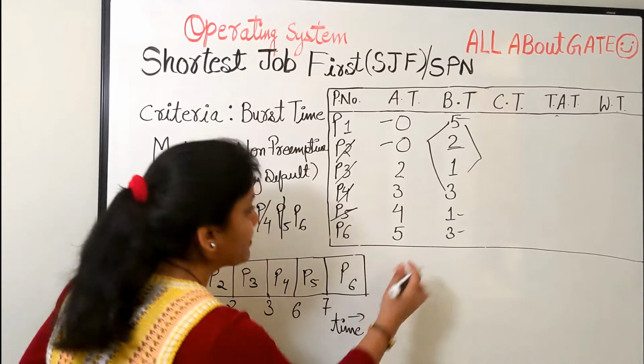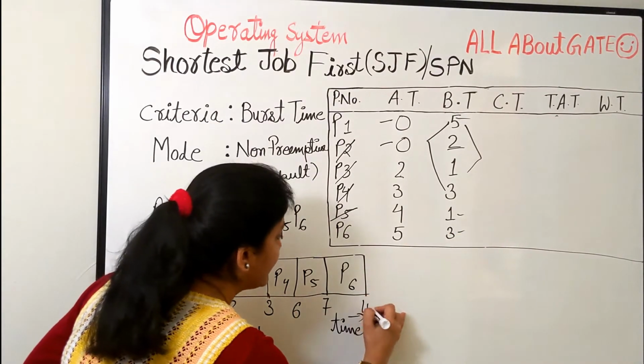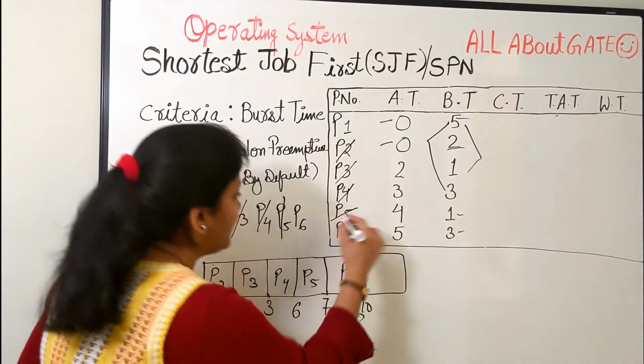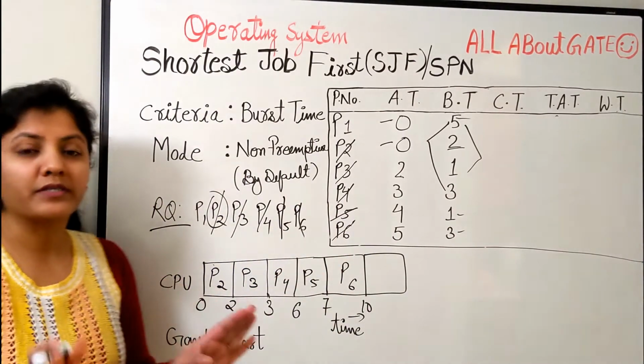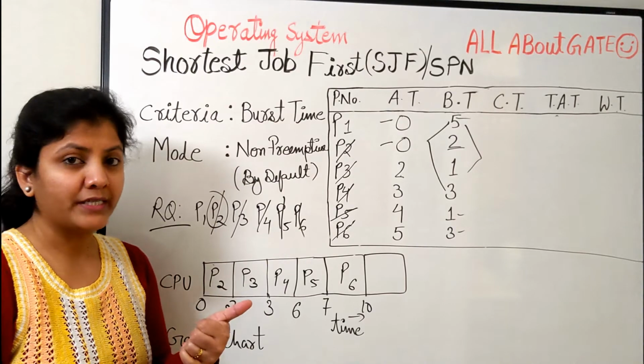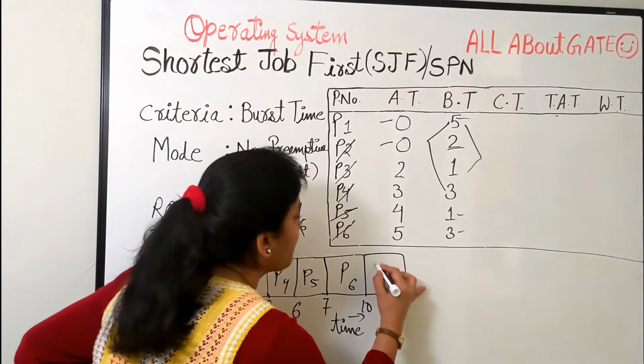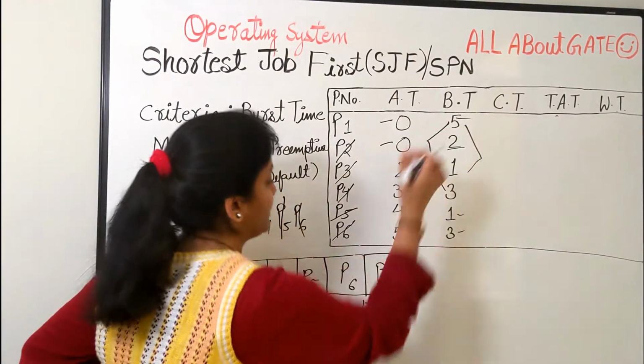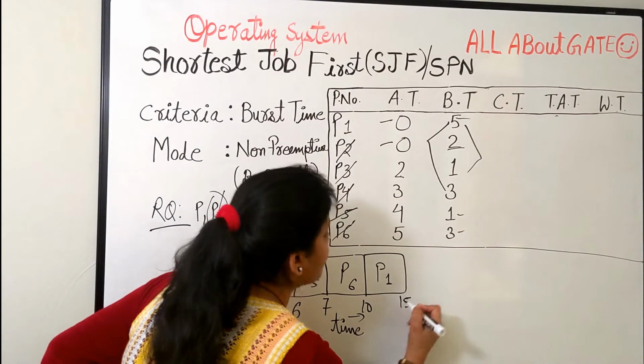P6 needs 3. 7 plus 3, 10. Alright, now P6 is also over. The only process left now is P1. No other choice, correct? So process 1 for the burst 5, so 10 plus 5, 15.